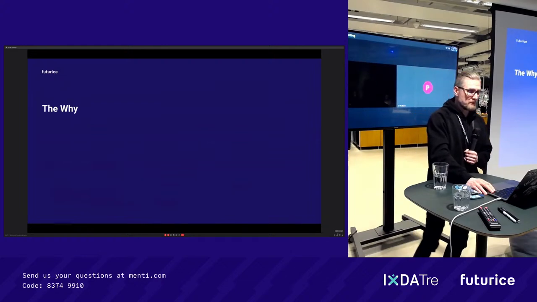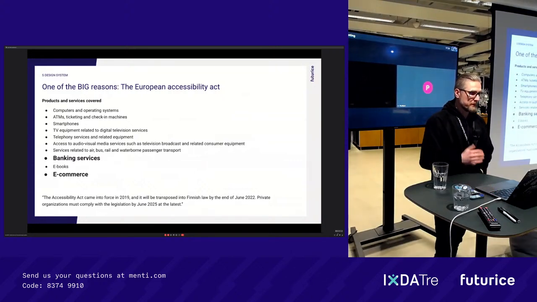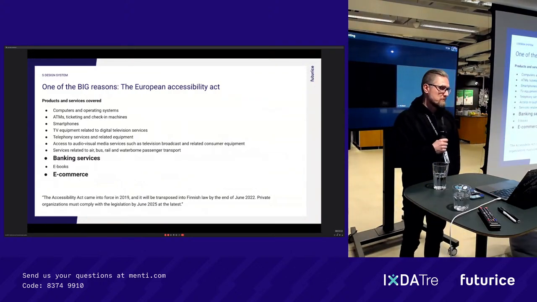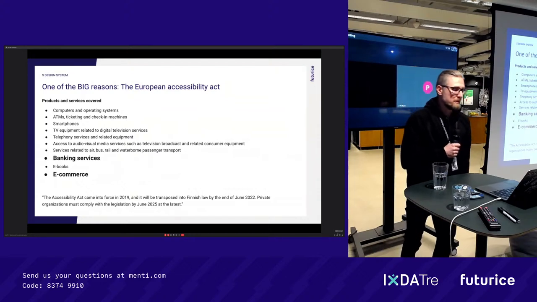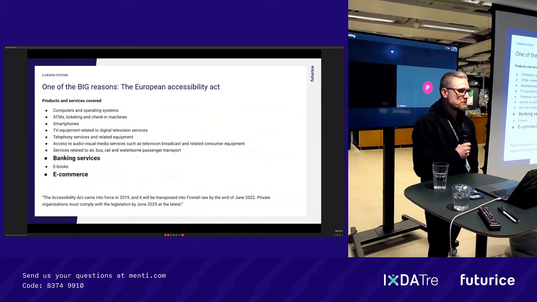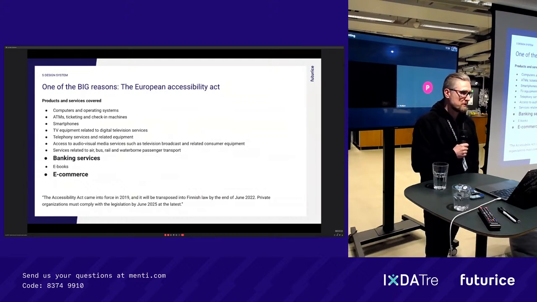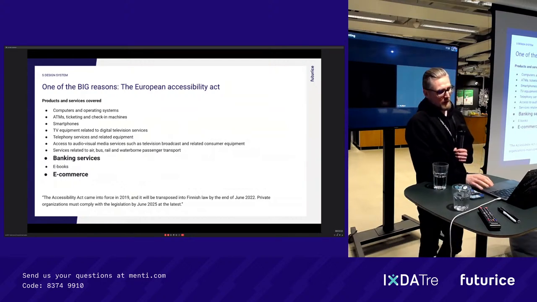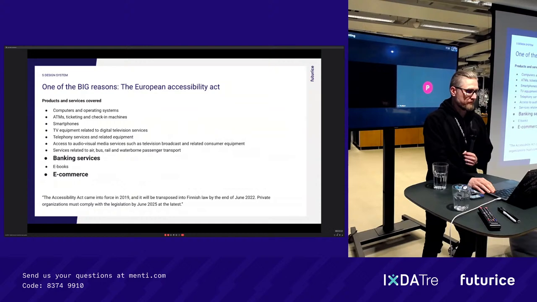Since we have limited time, I'm going to deep dive into the why, and one of the big reasons is the European Accessibility Act, as mentioned before. Why it's important for S Group is because of the highlighted few lines here: the banking services and the e-commerce, like you saw on the previous slide. S Group works with banking services, but also in e-commerce, since they are primarily a commercial company. So those are the main fields that they need to cover when it comes to the Accessibility Act.